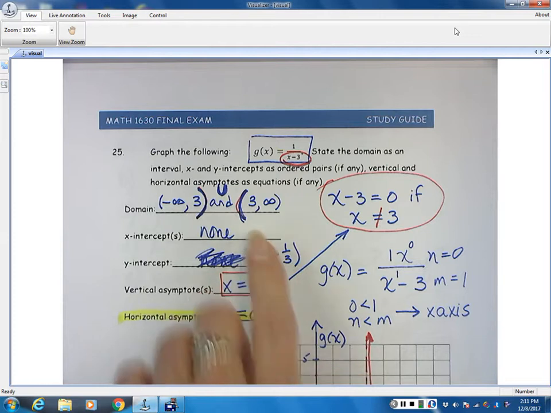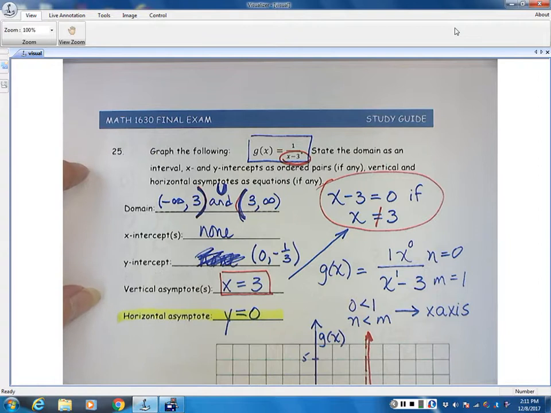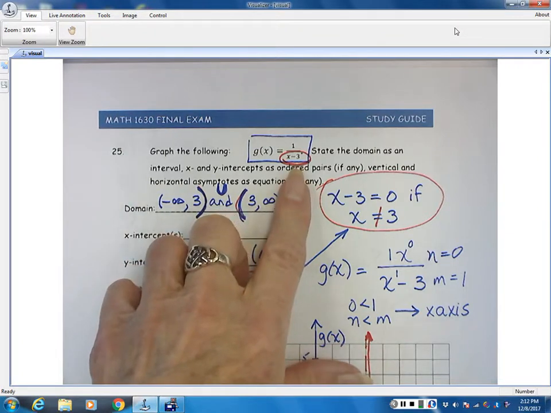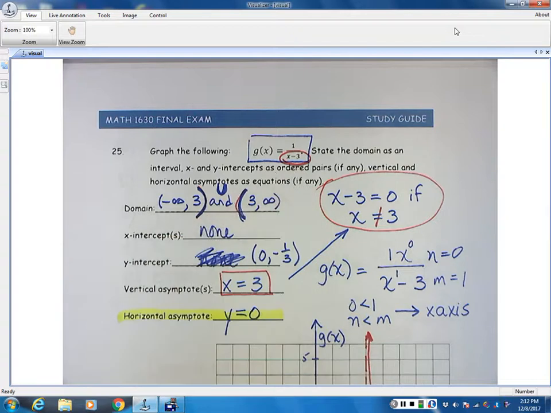So if it's a fraction, and it's like x plus 4 in the denominator, would it be negative infinity to...? Yeah, it's basically just the opposite of what x is, either add or subtract. Yeah, if that's all it is. There's another one.